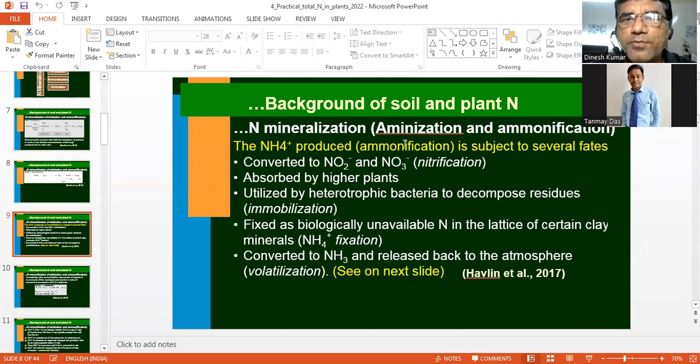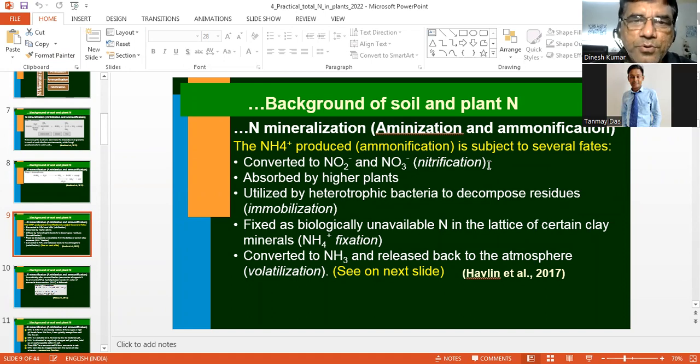So we continue with the aminization and ammonification. The ammonium produced by ammonification is subject to several fates. Several fate means it can go into different pathways. One is that it can be converted to nitrite and nitrate by the process of nitrification. You know what happens in nitrification? Nitrosomonas convert this ammonical form to nitrite form, and then Nitrobacter converts nitrite to nitrate form.